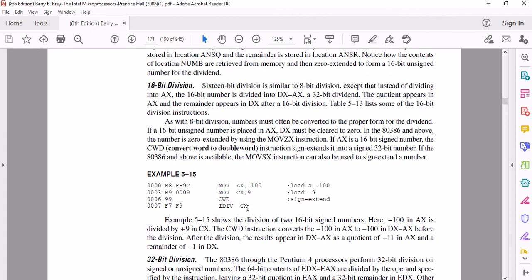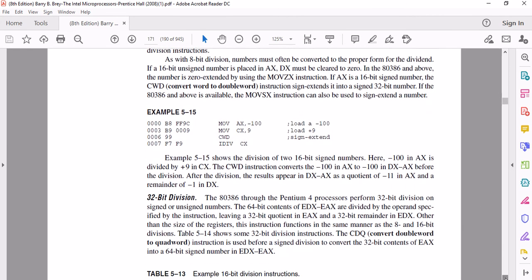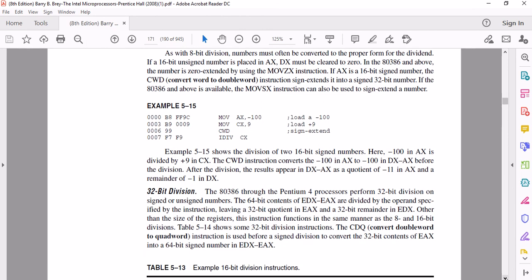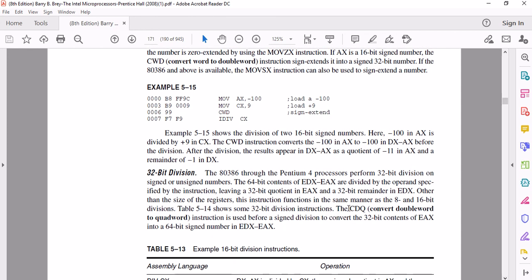Next is IDIV CX. So the value -100 is divided by 9. For 32-bit division, again the extended version is used, EDX and EAX, and the instruction for conversion will be CDQ. That means convert double word into quad word. Quad word means 64 bit.